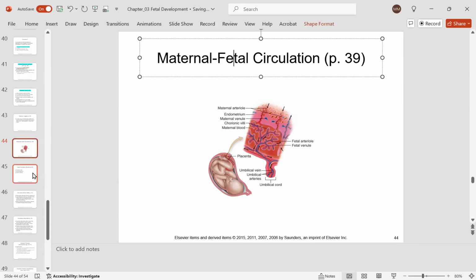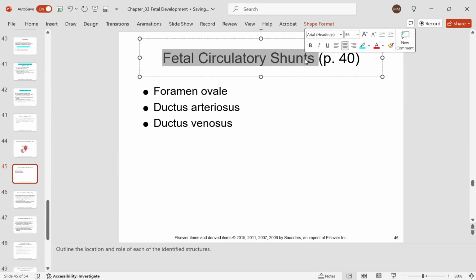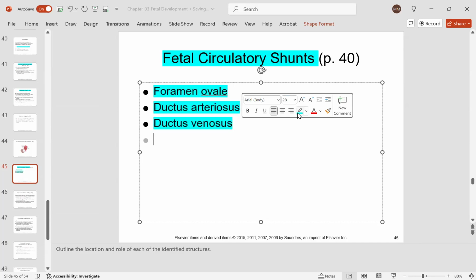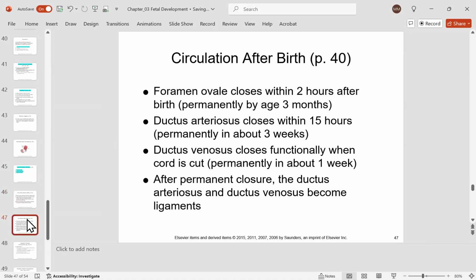In the fetal circulation, there are shunts. There are things that are naturally occurring in the fetus that actually stop working immediately at the time of birth. And they are the foramen ovale, the ductus arteriosus, and the ductus venosus. Okay. And I'm hoping there's a picture of this. And these things close pretty quickly.